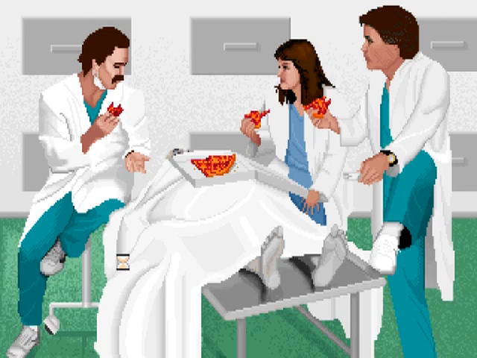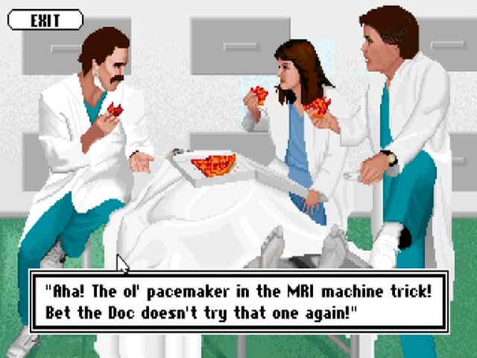Code red in the MRI scanner. Ah, the old pacemaker in the MRI machine trick. Bet the doc doesn't try that one again. Okay, well, we killed another one. But at least you get to have pizza. So you always have to look on the bright side of life.